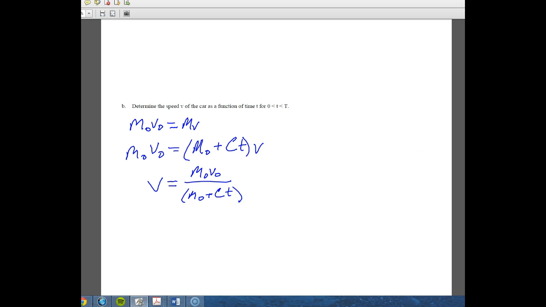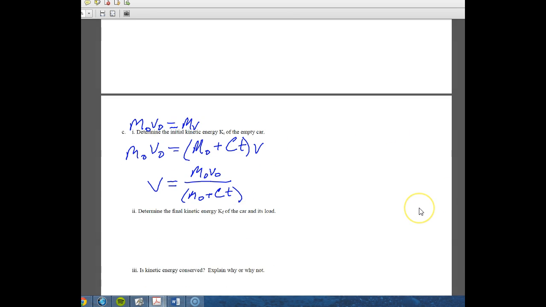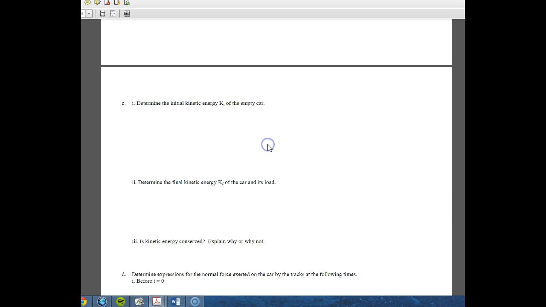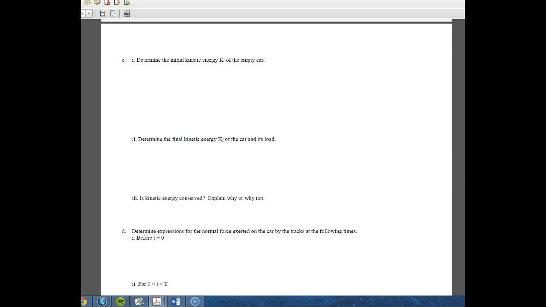For the next part of this problem, for letter C, it says determine the initial kinetic energy, Ki, of the empty car. And so this is really easy. We're just going to use our kinetic energy equation. So we know that the original kinetic energy, Ki, is equal to the original mass times the original speed squared, all divided by 2, or 1/2 mv squared.